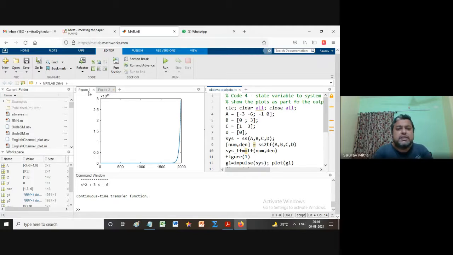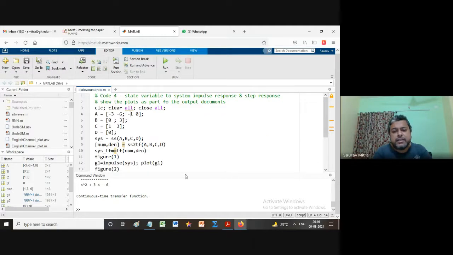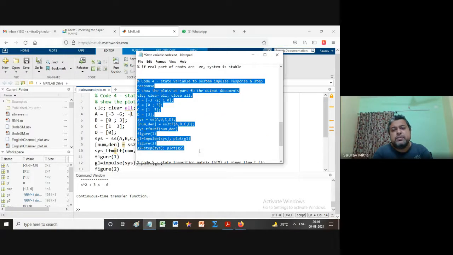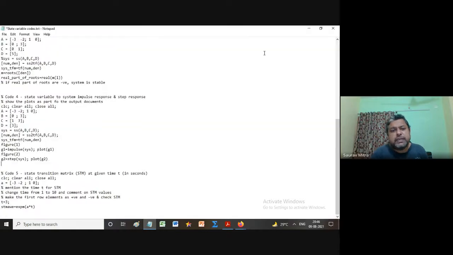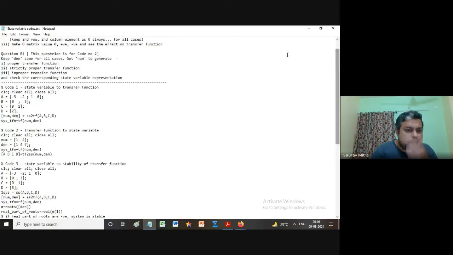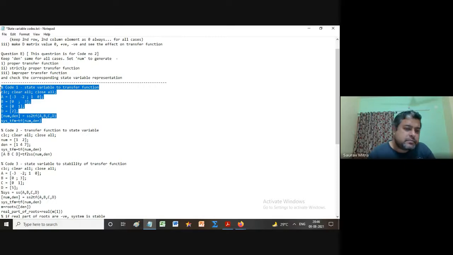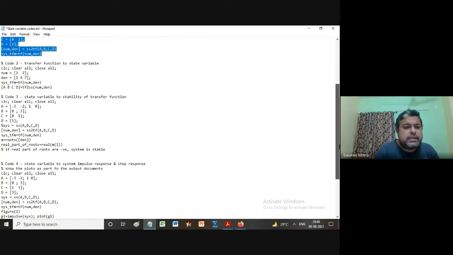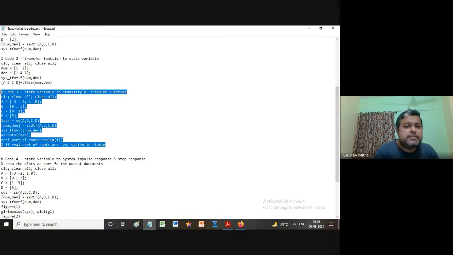So these are the codes that I had given to you. The question was, I will show it big. So actually, I have explained code number 1, 3, and 4. Code number 1 was the code where we were converting the state variable into transfer function. That was the first thing. The third code was generating the roots, and if the real part of the root is positive, the system is unstable.